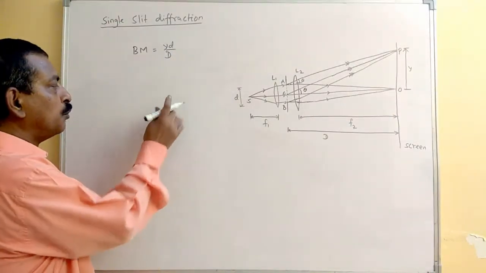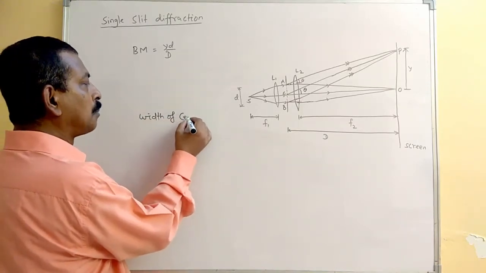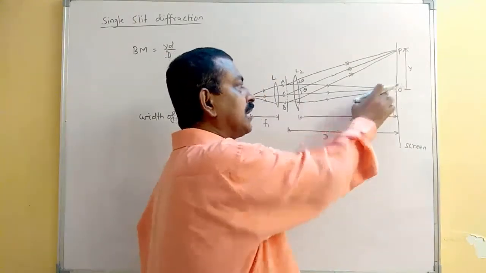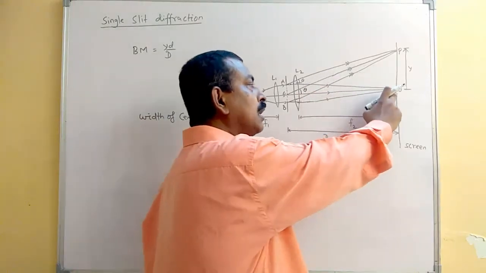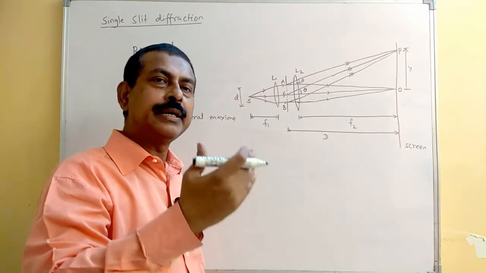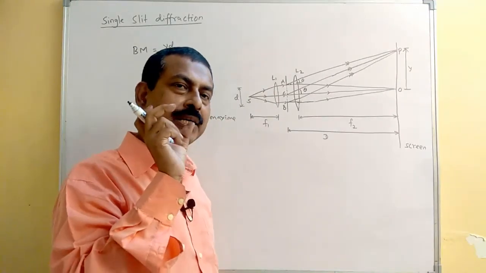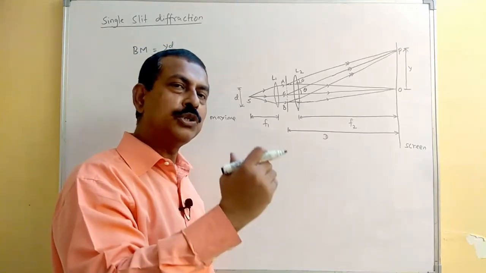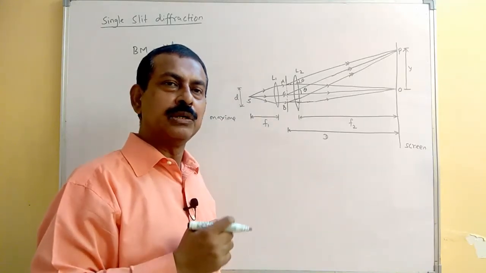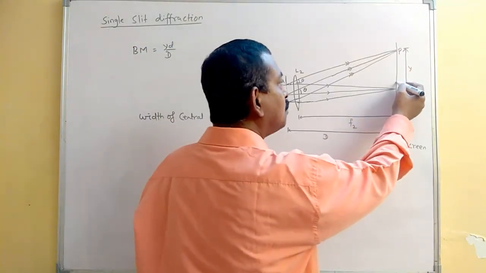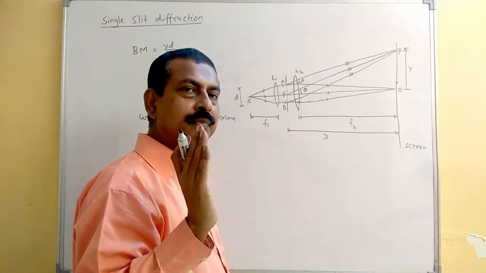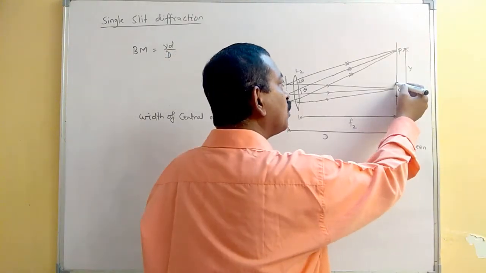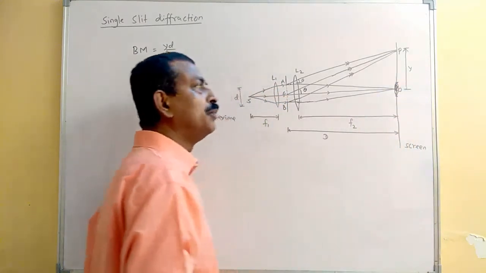Let's now take the width of the central maxima. Here you can observe that on the screen we have the waves reaching there and they will be superimposing with one another. So they will produce a bright spot there, followed by an alternate dark and bright pattern. So the central one is a bright one. If I want to know the width of that central maximum, we can find out at what position the first secondary minima is formed. Suppose this is the point where the first secondary minima is being produced. So that is your lambda D by d. On this side also it will be the same. So this particular distance will give you the width of the central maxima.